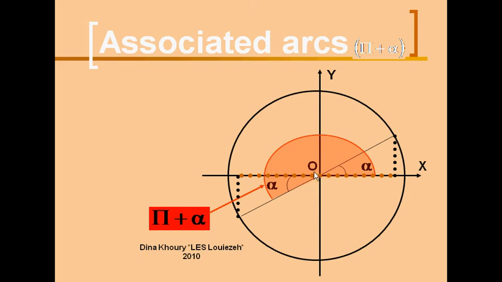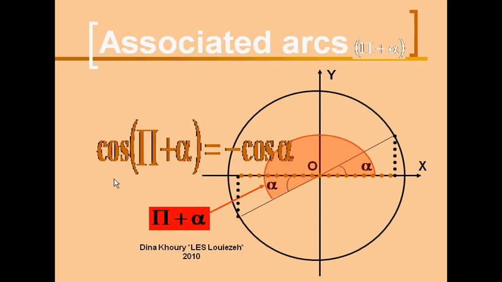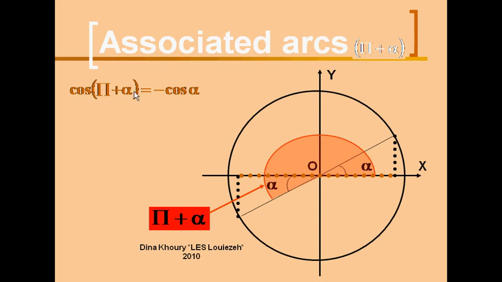This segment is equal to this segment in length, but this segment is found on the positive side of the cosine axis, where this is found on the negative side of the cosine axis. So we are going to represent cosine pi plus alpha as equal to minus cosine alpha.